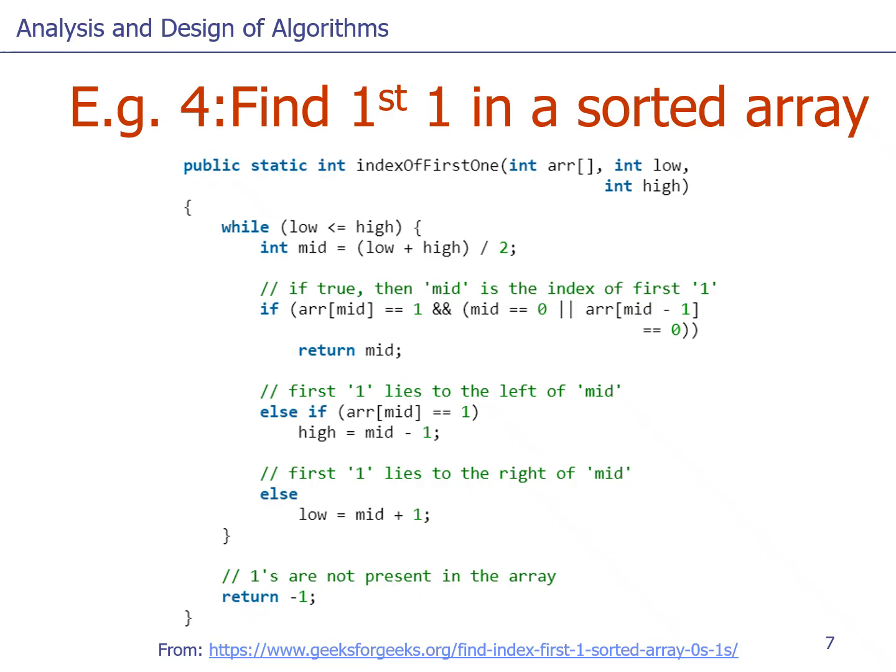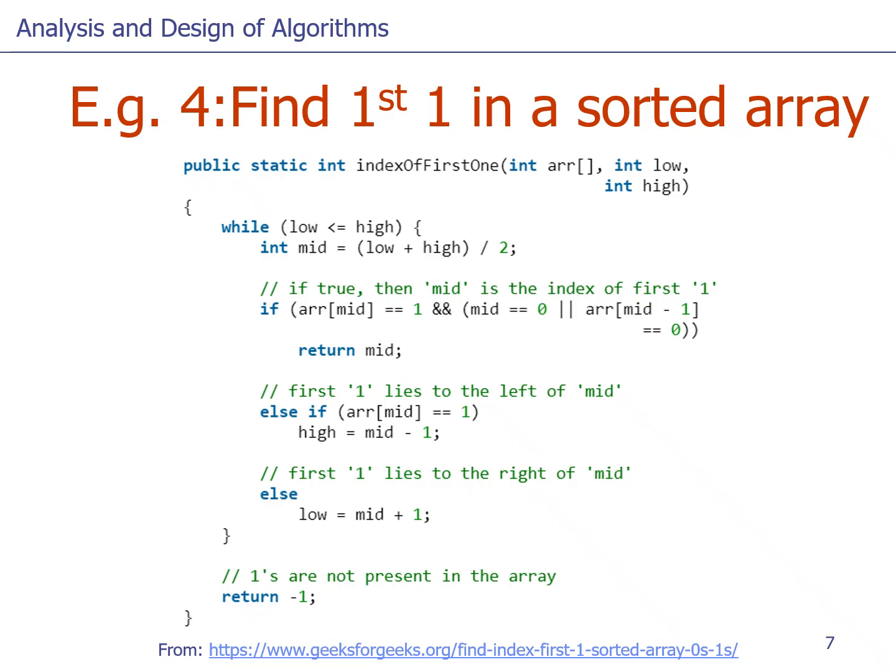Now what that means: this statement says if array of mid equal to 1, and if it succeeds, this means everything after it is a 1. But I don't care, because I'm not interested in those. I'm interested in the first one to the left. That's why I move the high before the mid.